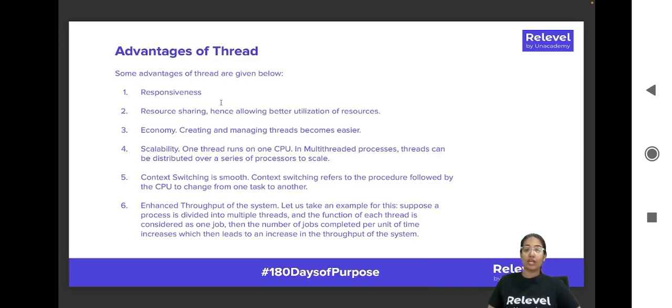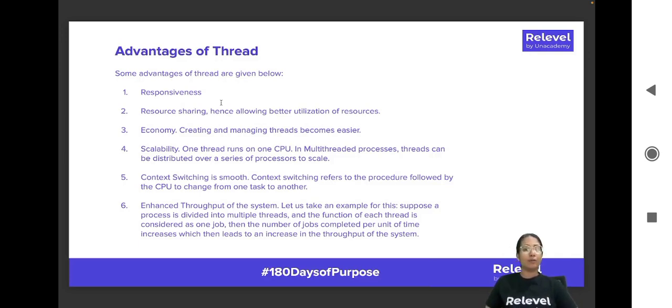Second is resource sharing. Since they are sharing the resources, it's far better utilization of resources compared to a process, where every process has its own different memory area and resources. Economy, that is, it is more economical to create and manage threads because it is easier to work with them compared to processes.